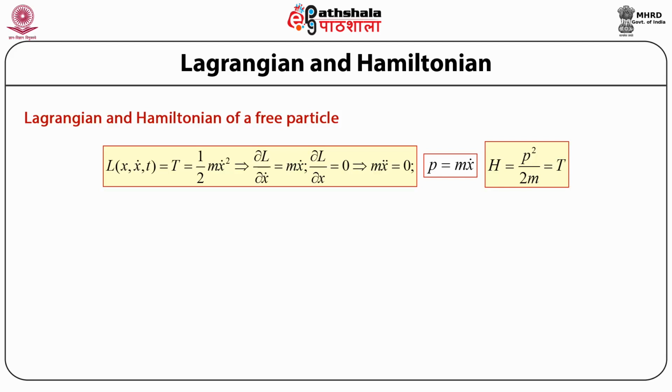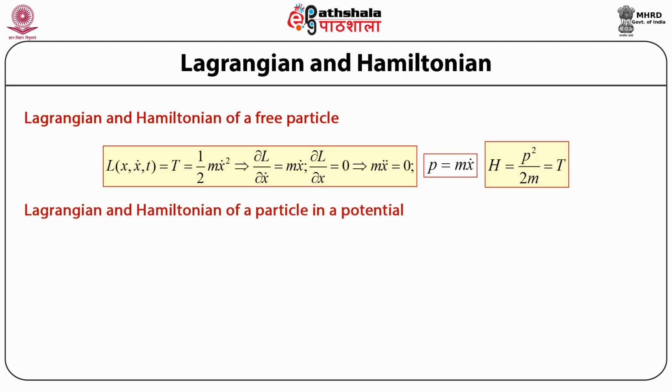The generalized momentum is p equals m x dot, the same as ordinary momentum, and the Hamiltonian is H equals p squared by 2m equals T, that is, the energy of the particle.